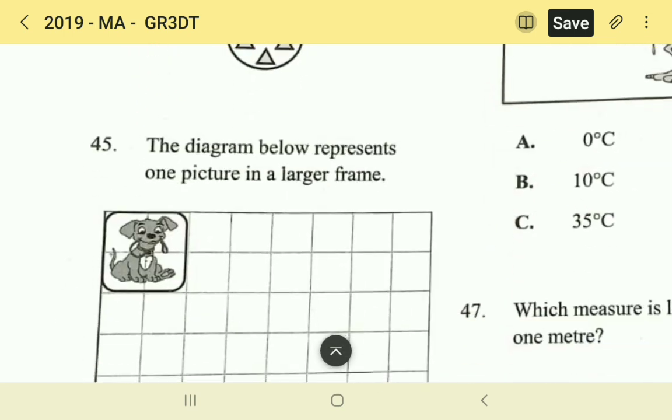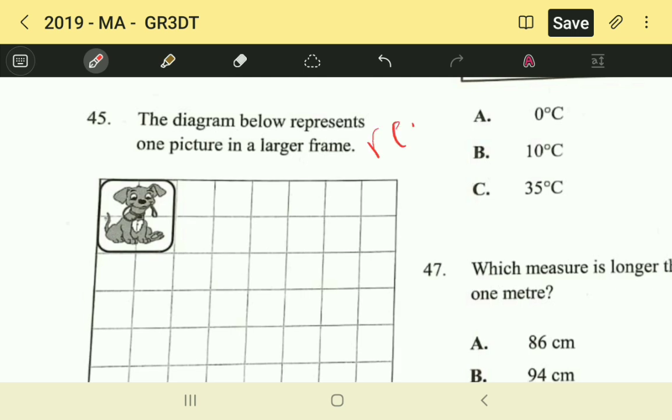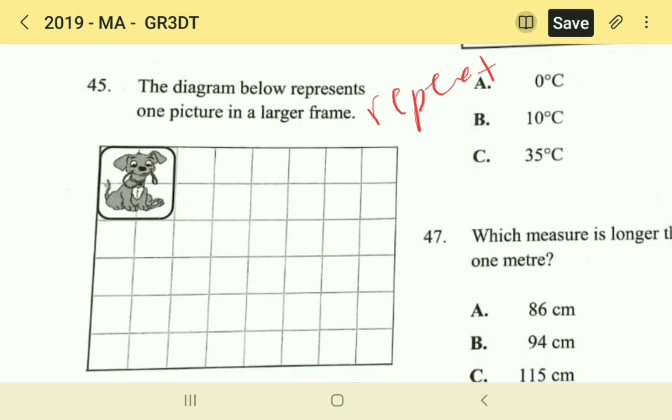Oh God, same. What's the R word? Shout it out, let's spell it. R-E-P-E-A-T, repeat. Another repeat item. So we have Mr. Doggy here, and it says the diagram below represents one picture in a large frame. Let's go down and see what they want.